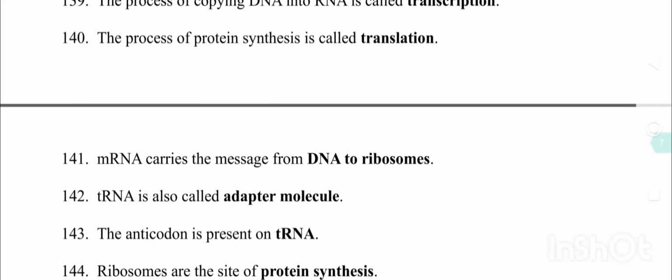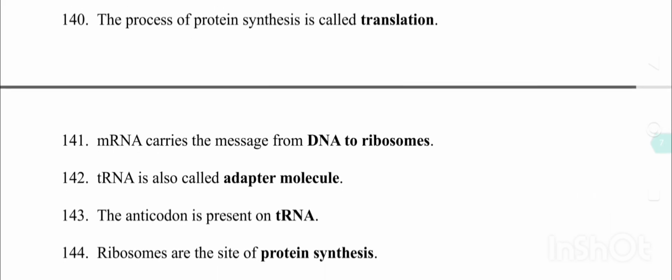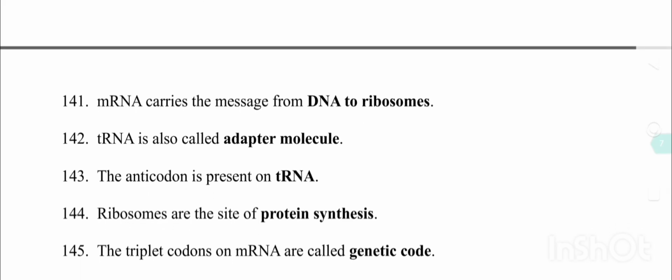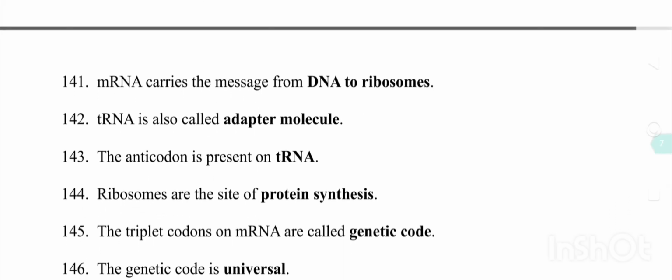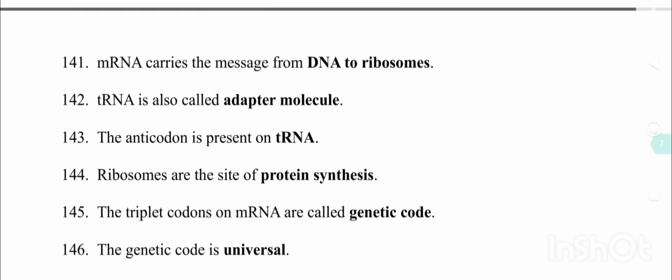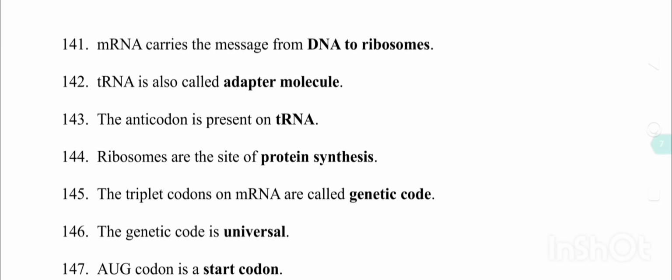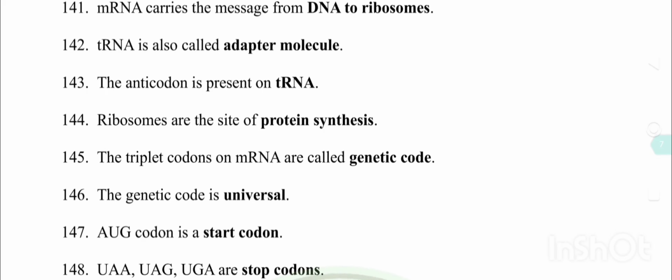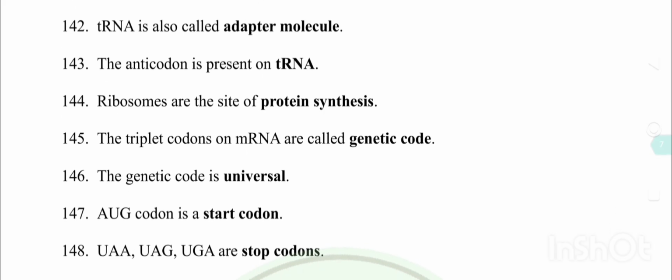141. mRNA carries the message from DNA to ribosomes. 142. tRNA is also called adapter molecule. 143. The anticodon is present on tRNA. 144. Ribosomes are the site of protein synthesis. 145. The triplet codons on mRNA are called genetic code.